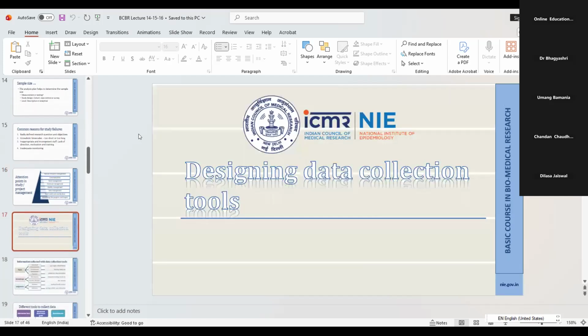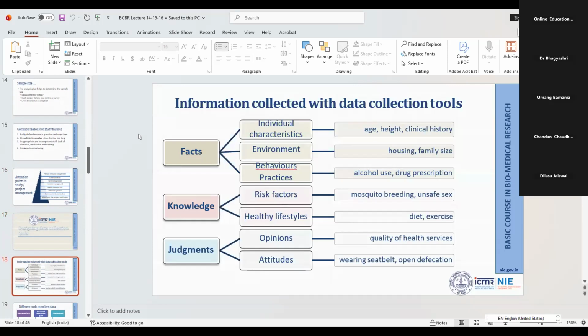So next we are going to discuss how to design a data collection tool, which is required for planning of our project management. Designing the data collection tool is very important for deciding what actual information we are going to collect, or what we need. Usually there are three types of information which we collect by a data collection tool: fact, knowledge, and judgment.